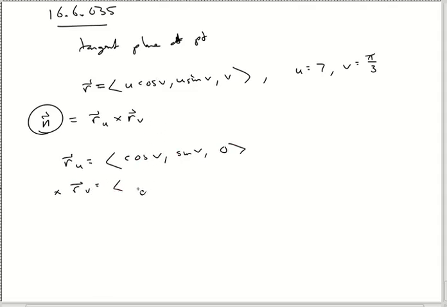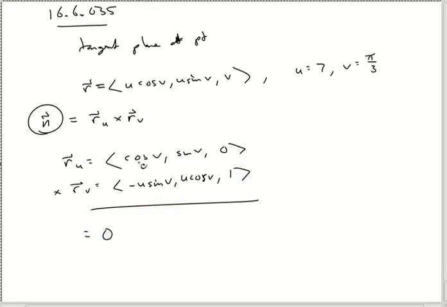So in terms of v, we got a negative u sine v. Sine goes to cosine, so u cosine v. And then a 1. Okay, so now we've got to do the cross product. Notice that I got this thing equals, and I put a cross there. I know it's bad notation, but it'll work.